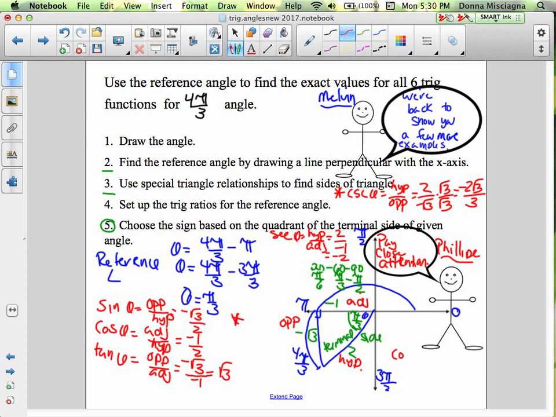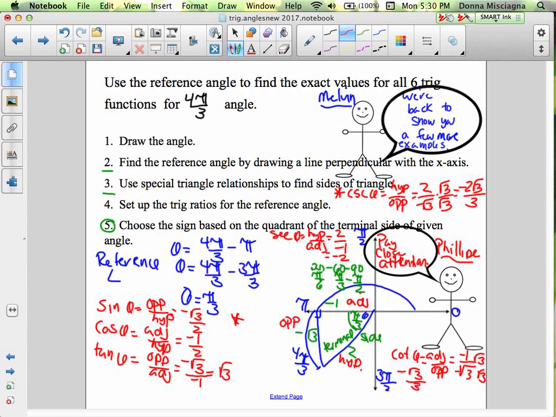So cotangent theta is the reciprocal of tangent theta. That's going to be adjacent over opposite. So the adjacent side is negative 1, negative 1 over the negative square root of 3. And when we rationalize that, we're going to have negative square root of 3 over 3.